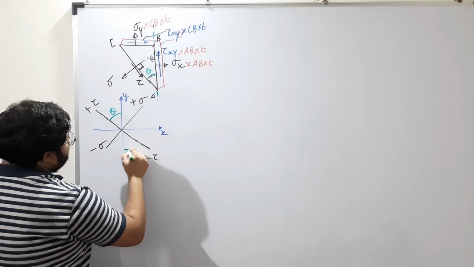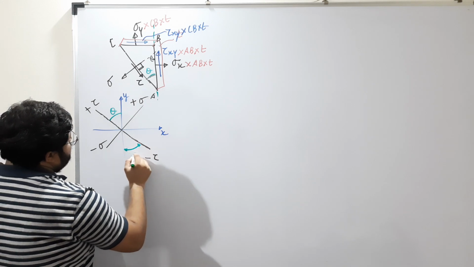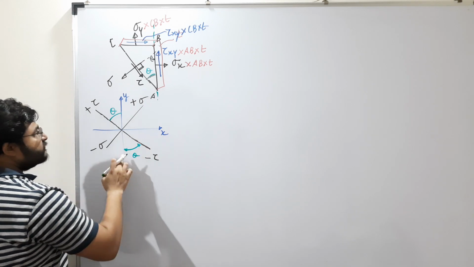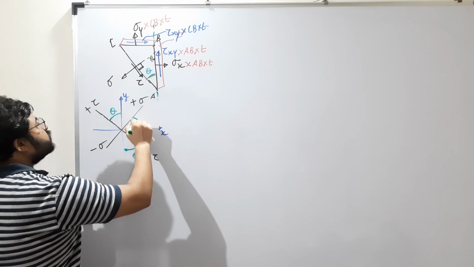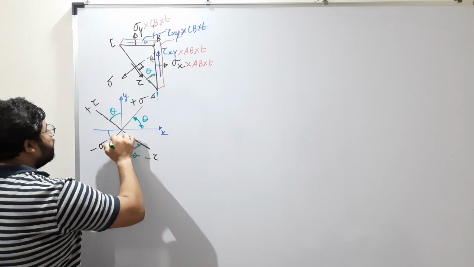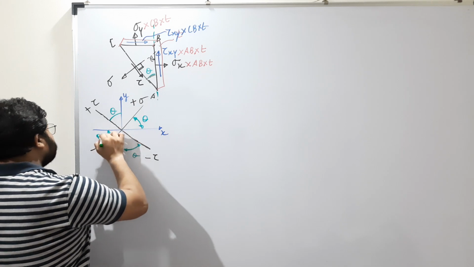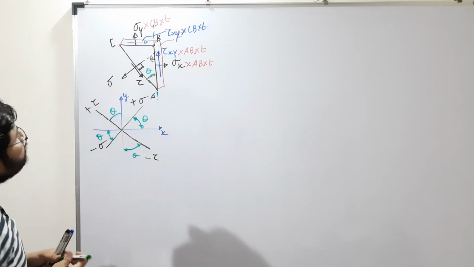If this is theta, this must be theta. In that case, if this is theta, this will be 90 minus theta, and this is 90. So this will be theta. And if this is theta, so this angle will also be theta. Like this we can have the angles with us.